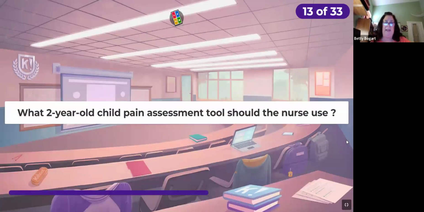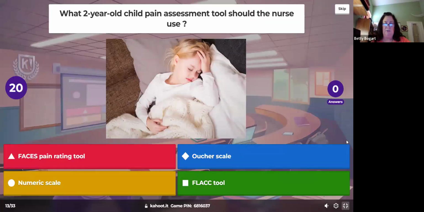What 2-year-old pain assessment tool should the nurse use? So remember, we have FLACC, we have FACES, we have numeric, which is another one, it's another pointing to it, but the other three we use. So it's not Oucher.